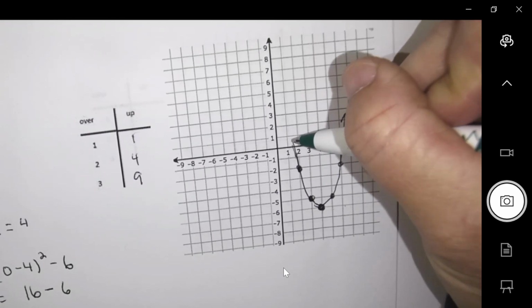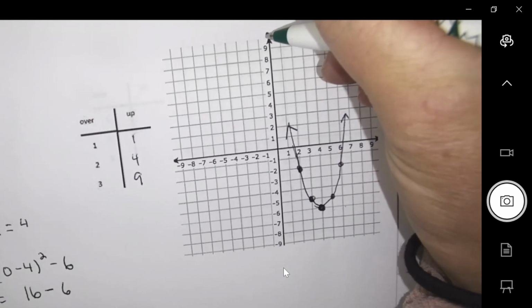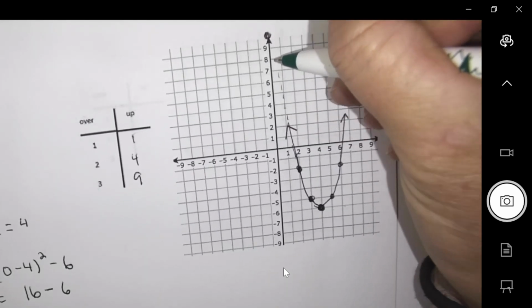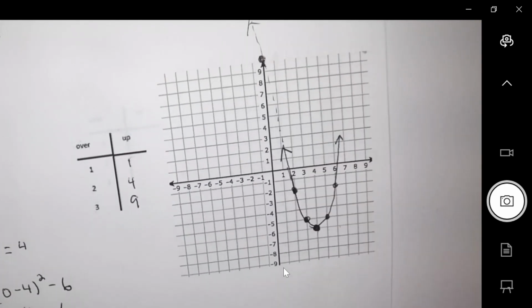Does your parabola look like it will cross the y-axis at 10? Does that make sense to you? I don't need to graph that far, but if it was to continue, that makes sense to me. Always remember that. Your Y-intercept better make sense on your visual part of it too.